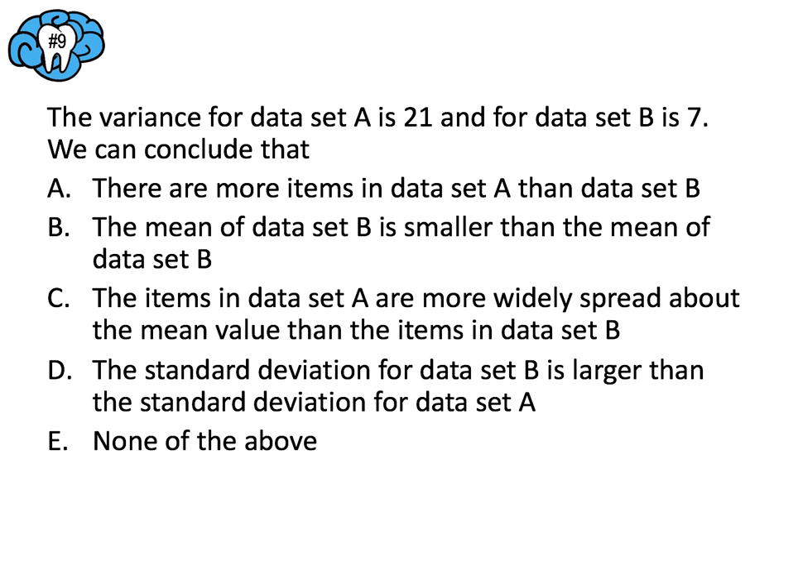All right, question number 9. The variance for dataset A is 21, and for dataset B is 7. From this, we can conclude which of the following. Go ahead and pause the video, and then we'll go over this together.